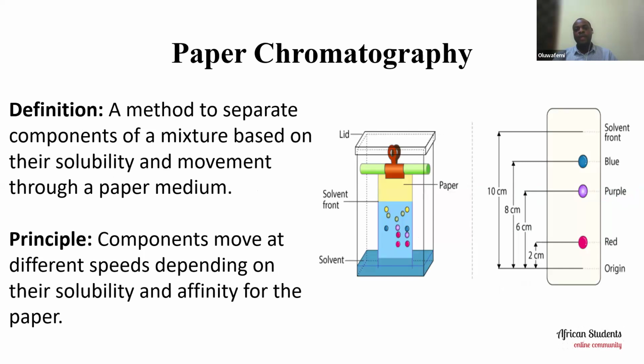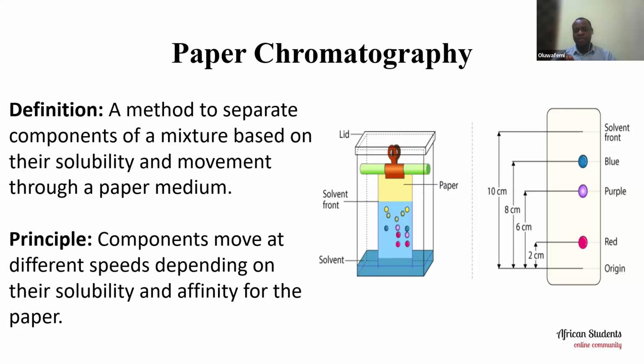Paper chromatography is a method to separate components of a mixture based on their solubility and movement through a paper medium. So based on their solubility and movement through a paper medium, certain components can be separated. Mostly it's applicable to colored materials, it may not be all the time, but mostly, and you can actually see that in the diagram that is attached to the slide. You can see the separation.